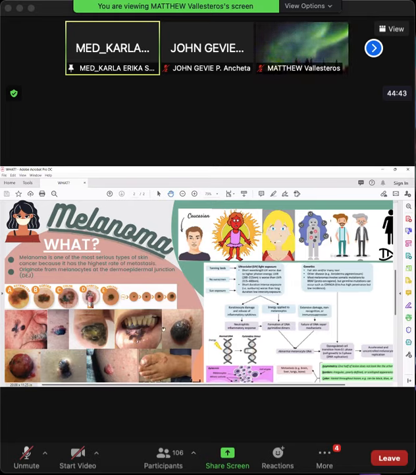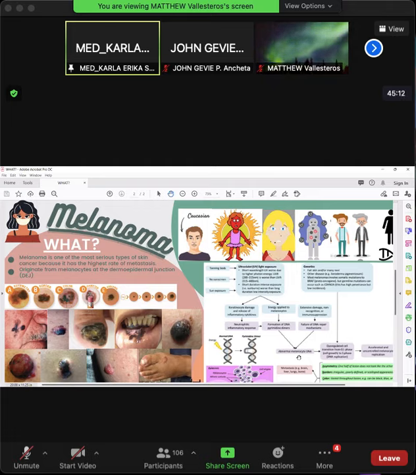So we have here the ABCDE criteria for melanoma. These are simple for lay individuals to understand and have proved to be helpful for the detection of melanoma. The letters stand for A, asymmetry. Here, one half of the spot is unlike the other half. B is for border irregularity. The spot has an irregular, scalloped, or poorly defined border.